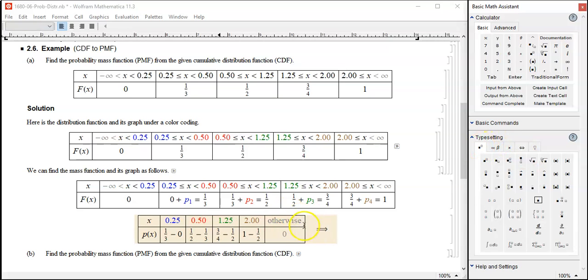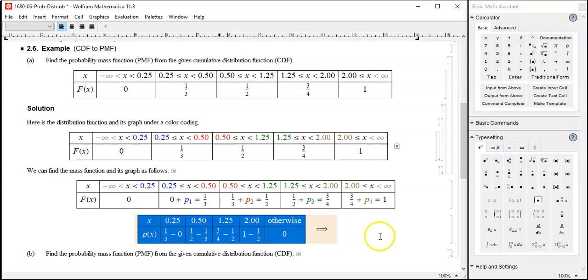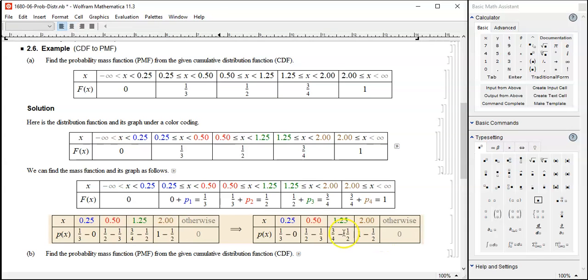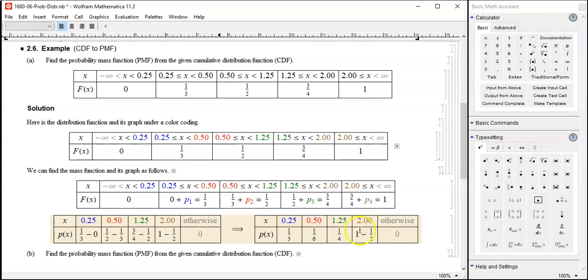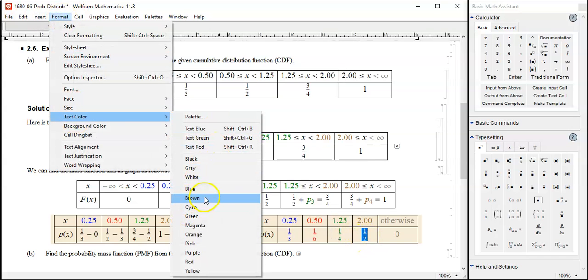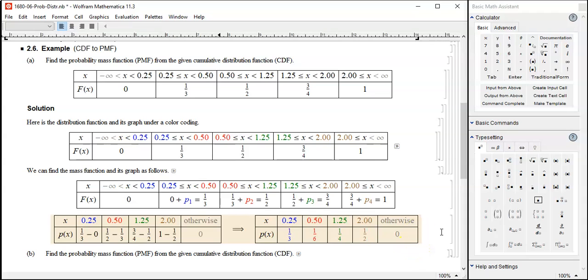Let's complete those, and then I'm going to get to the end of the problem. This is 1/3, and this is 1/6. This is 1/4, and finally the probability 1/2. And let's complete the color coding as well. There you go. That'll complete the problem.